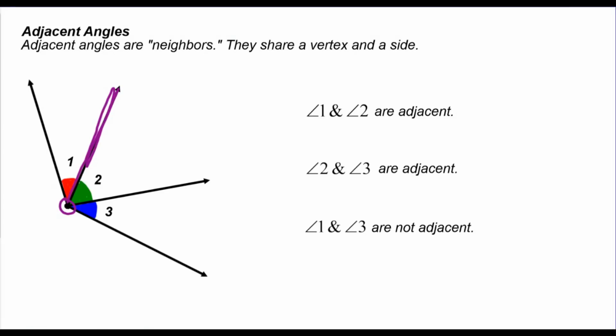Angle 2 and angle 3 are also adjacent because they also share this same vertex, and this side right here, they share a side. So they are adjacent. Angle 1 and angle 3, however, are not adjacent. They do share a vertex, but they do not share a side. So angle 1 and angle 3 are not adjacent.